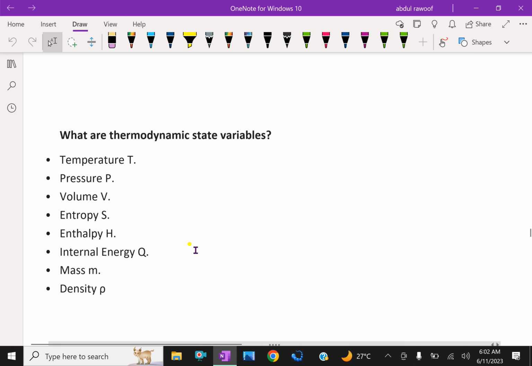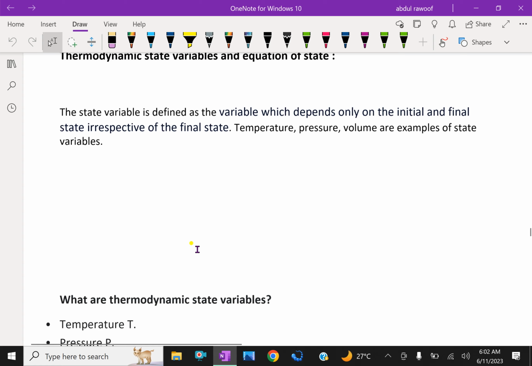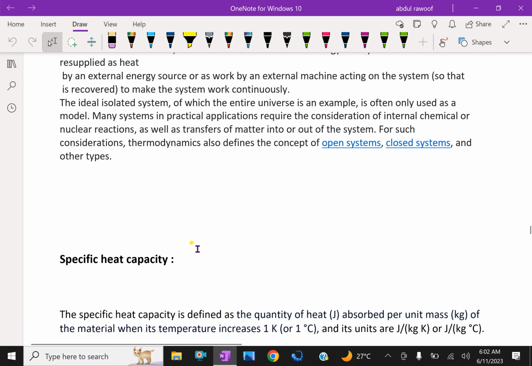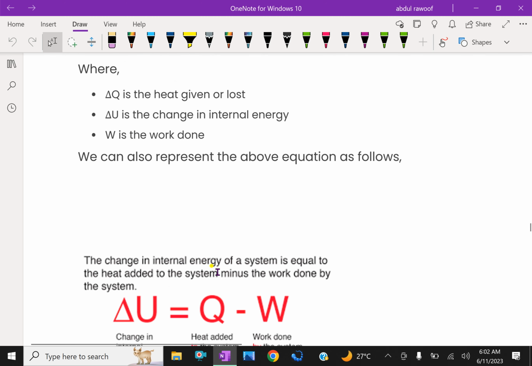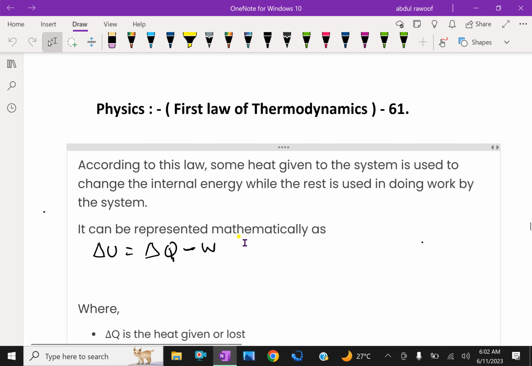So far we have discussed thermodynamic state variables, as well as specific heat capacity and the first law of thermodynamics in detail.